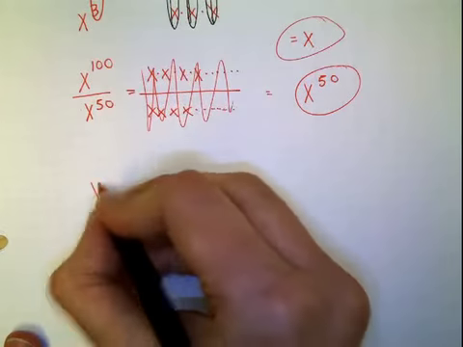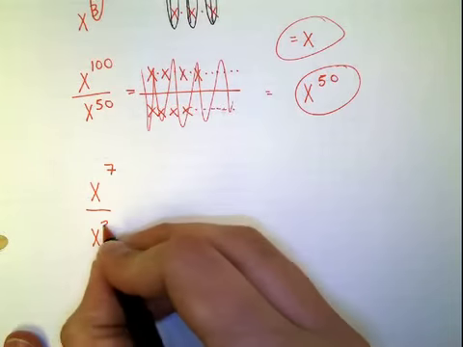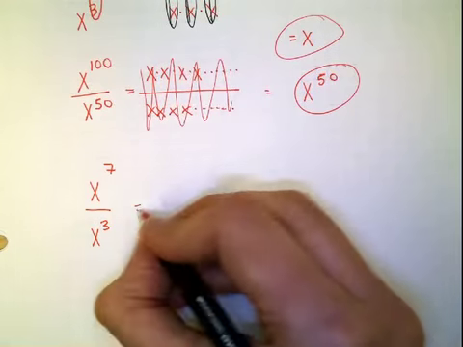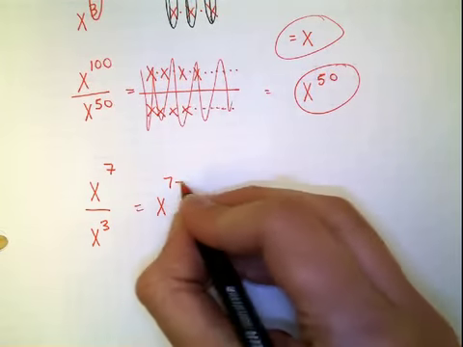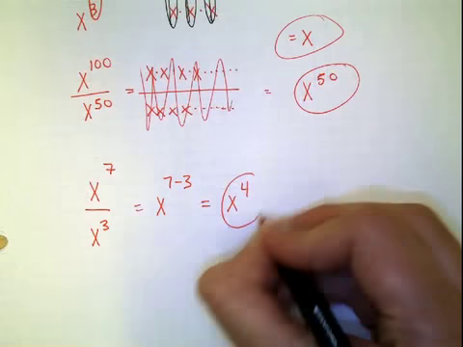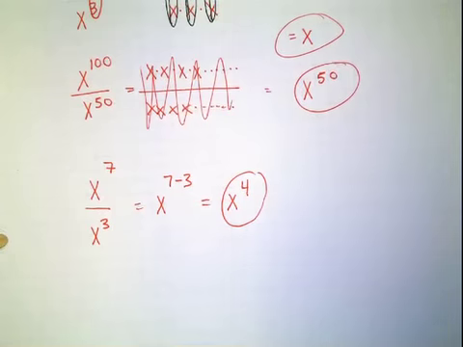So if I have x to the 7th over x to the 3rd, then the shortcut would be to say it's x to the 7 minus 3, which is really x to the 4th power. And that would be my answer, which is a really great shortcut, and it works all the time.